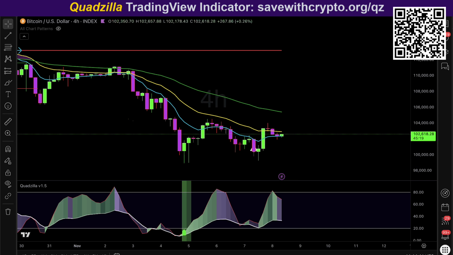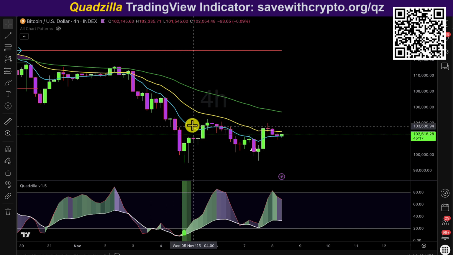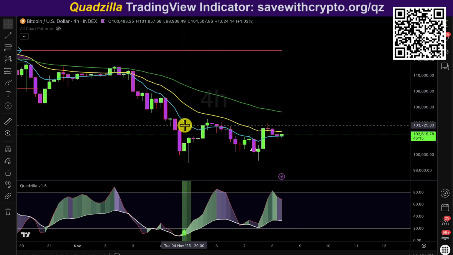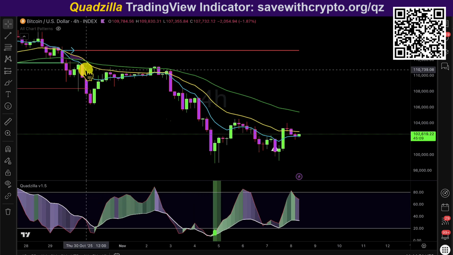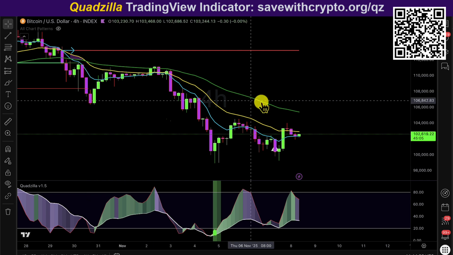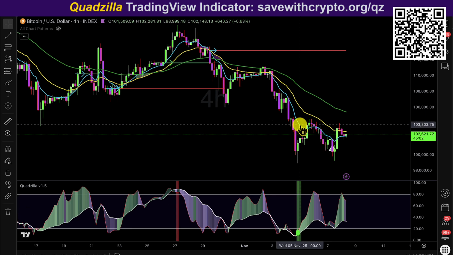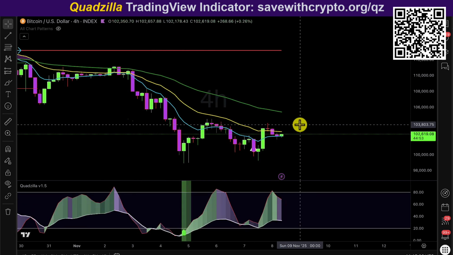Now this is the 4-hour time frame. So when they're in this order, cyan, yellow, green like that, that means we're in a downtrend. Okay, so overall, we've been in a downtrend on the 4-hour time frame since the 30th of October. Okay, it's been coming down. So we want to see that turn round really. And the way you see that is you start seeing it in the smaller time frames.